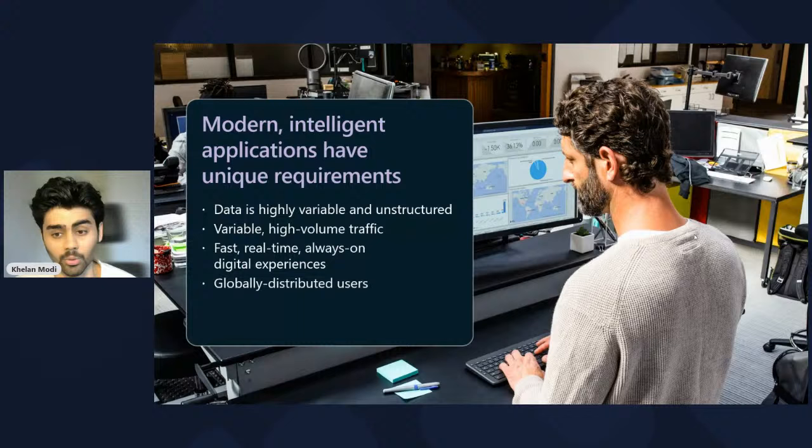Data is coming in from highly variable places. It's in the form of images, streaming videos, audios, documents, and from your Apple watches and so on. It also has unpredictable traffic, and users are distributed all over the world, and they expect fast, always-on digital experiences. So this sounds like we might need multiple services, right? To store our vectors and organize the data and all that stuff to build AI applications.